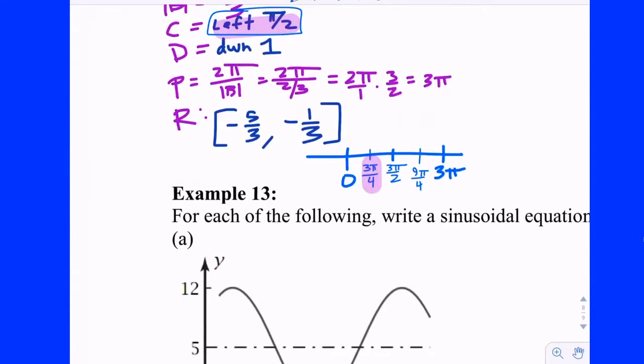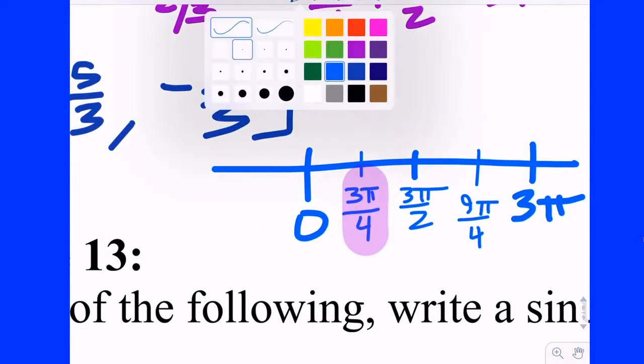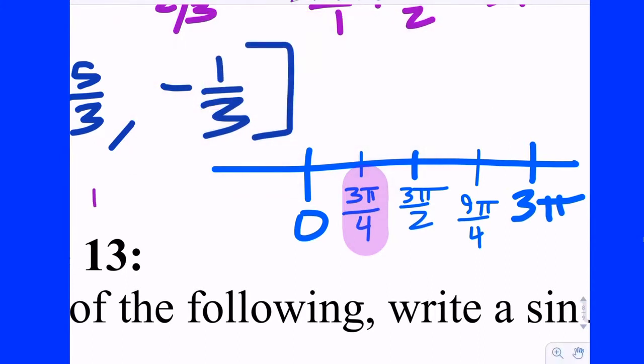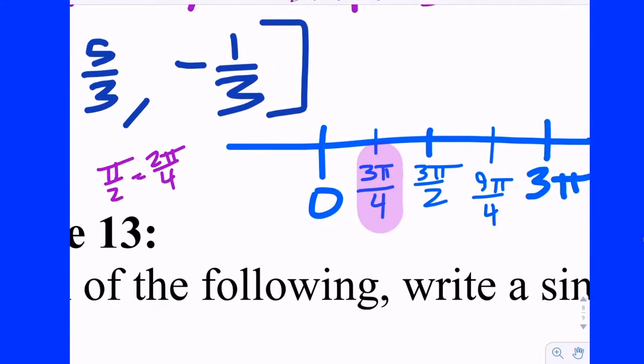Left pi halves. All right, so here we go. Pi halves is the same as how many pi fourths? Because we're talking in terms of fourths. It's 2 pi fourths. So notice on my scale here, 2 pi fourths is not quite one critical value. So if I come over here, here's my new y-axis at negative pi halves. Because that's 0 minus pi halves.